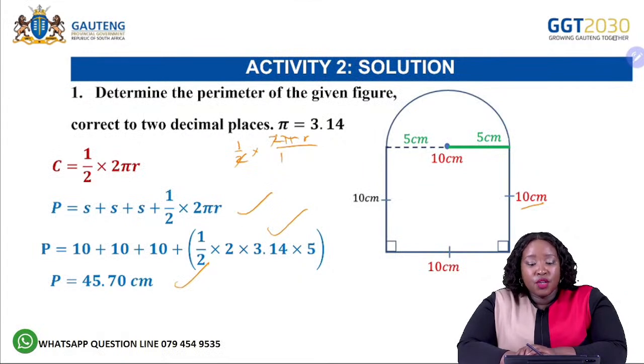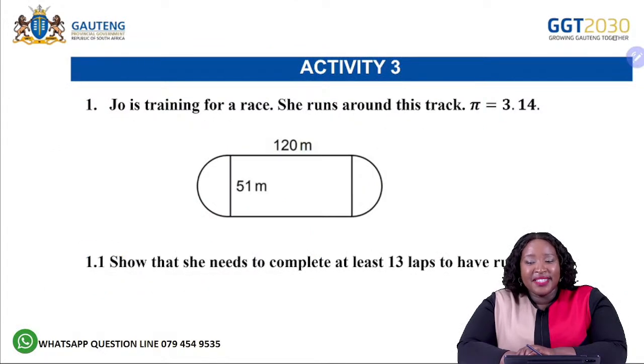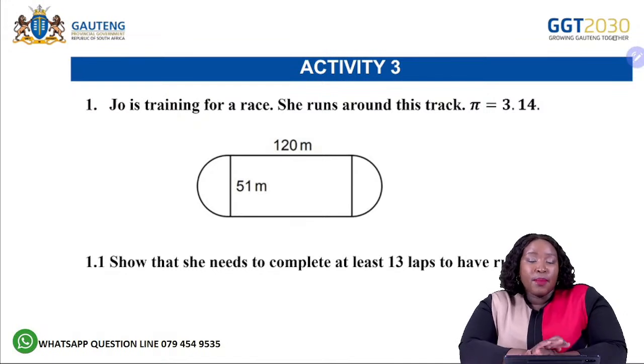All right, class. So let's look at the next activity. For this activity, it says Joe is training for a race. She runs around this track, right? So there's the given track, and you're still going to use pi as 3,14. Show that she needs to complete at least 13 laps to have run 5 kilometers. All right. So because we are running out of time, I'm going to do this activity with you. But I do need you to participate in parts of it. So I will give you some parts to do.